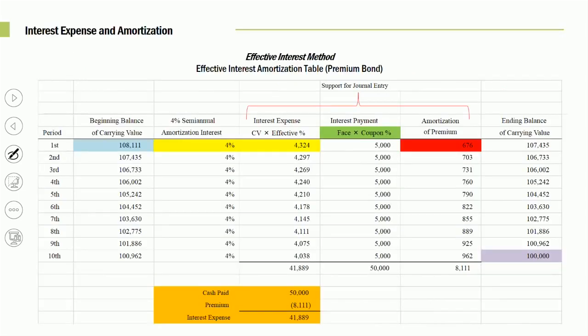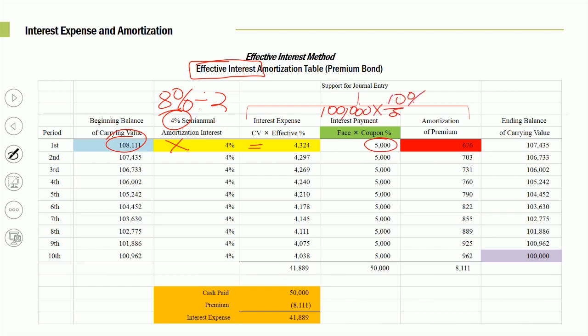Okay, so looking at our amortization schedule, utilizing the effective interest method. My beginning carrying value, $108,111. My market rate was 8%, semi-annual, 4%. Take your $108,011, multiply it by 4%. There's my interest expense, $4,324. I don't get it though. I'm writing a check for $5,000, your $100,000 face value times your 10% over 2. That's going to be the exact same amount. The difference between the $5,000 and the $4,324, that's a little piece of the premium we just amortized.